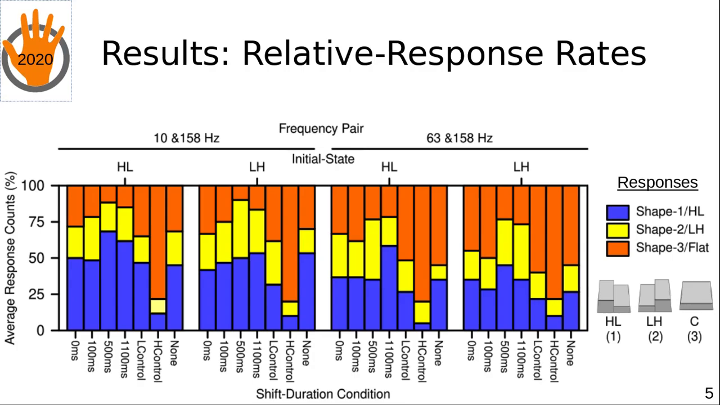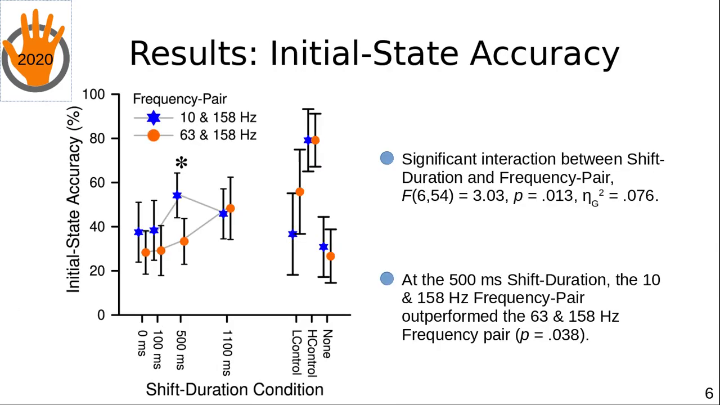Here, we have presented the average relative response rates across all conditions. We observed a significant response choice by initial state interaction. That is, participants showed a stronger bias toward Shape 1 responses for conditions with a Shape 1 initial state. To further quantify this relationship, we next evaluated initial state response accuracy.